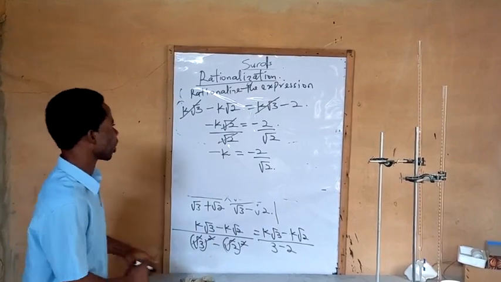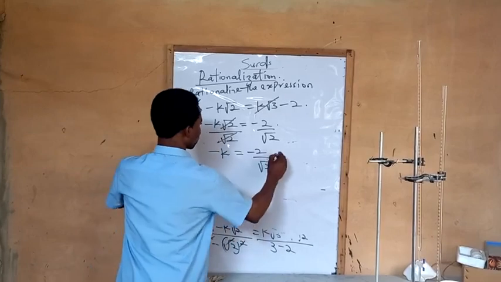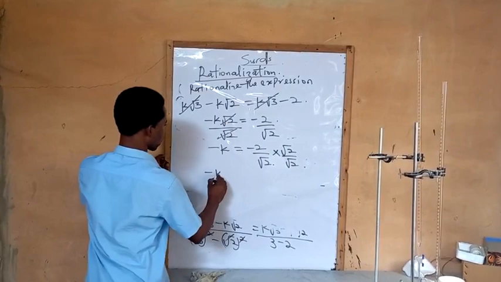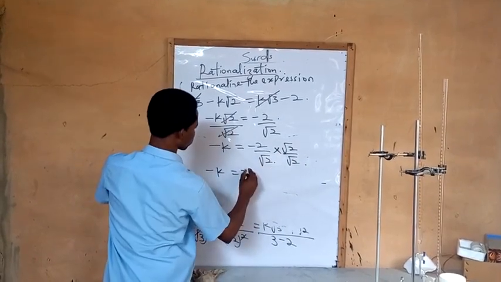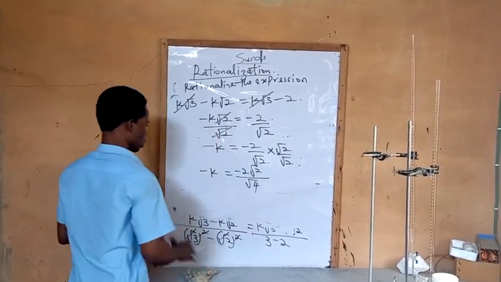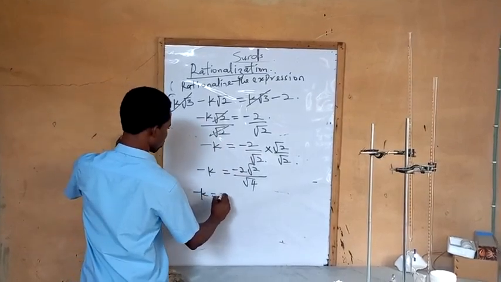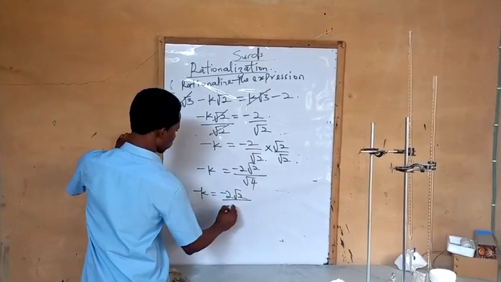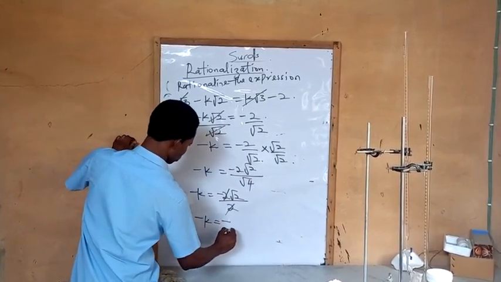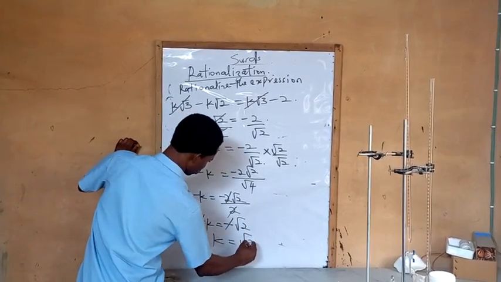All I do, I'll just rationalize this. I rationalize this, that means times root 2 over root 2. That means minus k equals to minus 2 times root 2, minus 2 root 2, root 2 times root 2, root 4. So that means minus k equals to minus 2 root 2 over root 4, which is 2. This one cancels with this. Minus k equals to minus root 2. Minus and minus, so our k equals to what? Root 2.